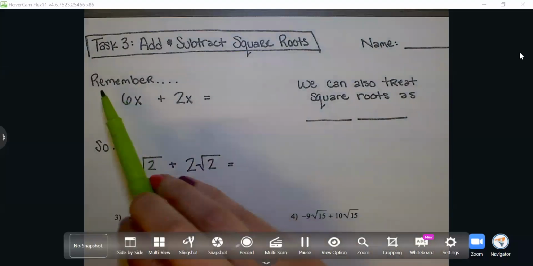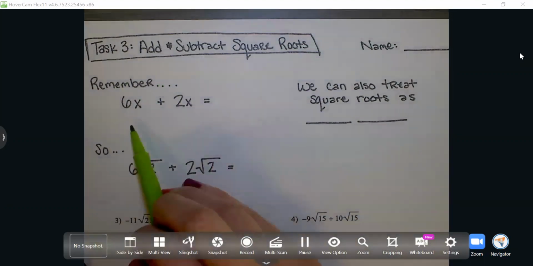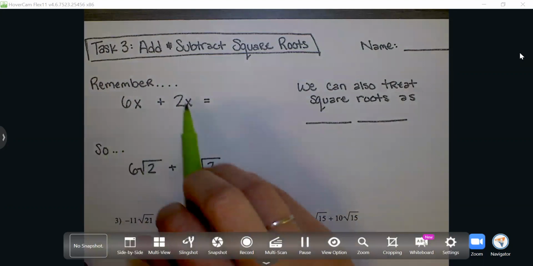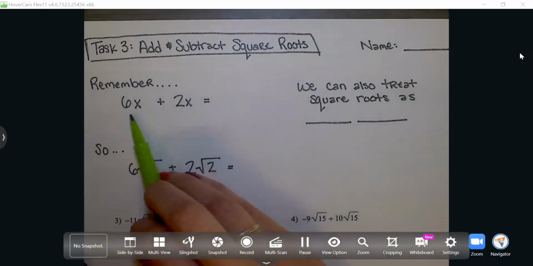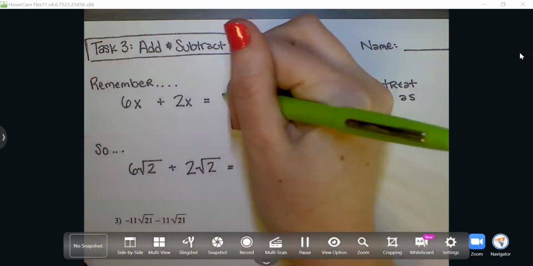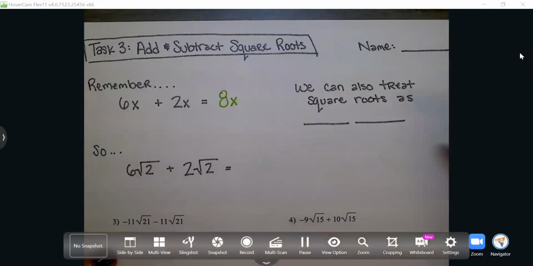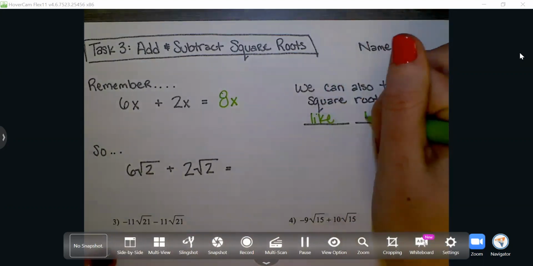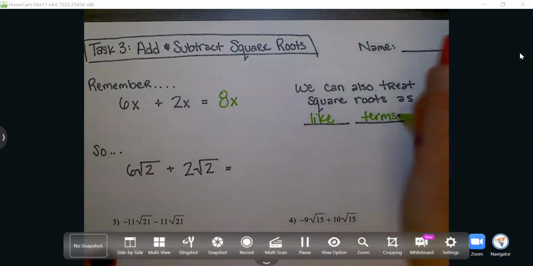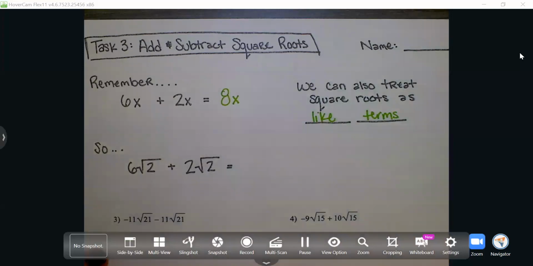Today we're going to get into task 3, adding and subtracting our square roots. Let's think back to when we just had a variable in there. So 6x plus 2x, if I were to add those together, I would get a total of 8x. In the same way, we can also treat our square roots as like terms. As long as they have the same square root attached to them, we can add or subtract them together.